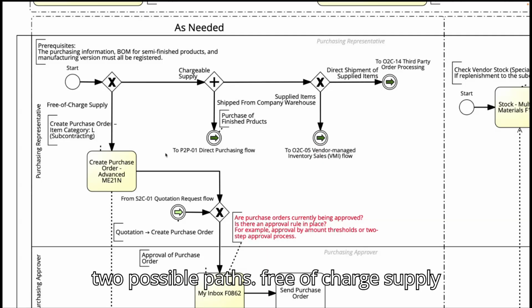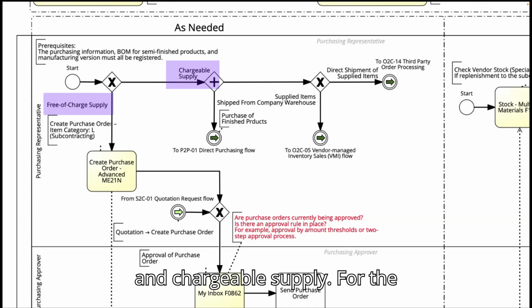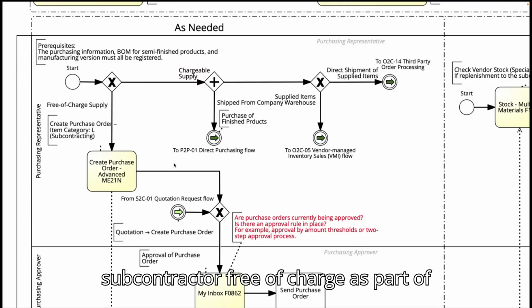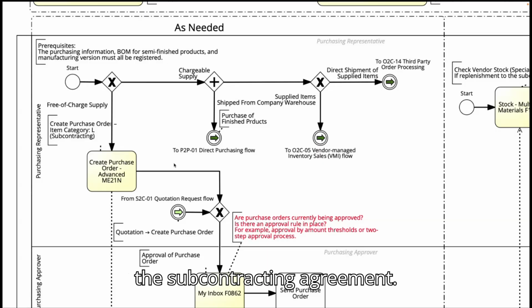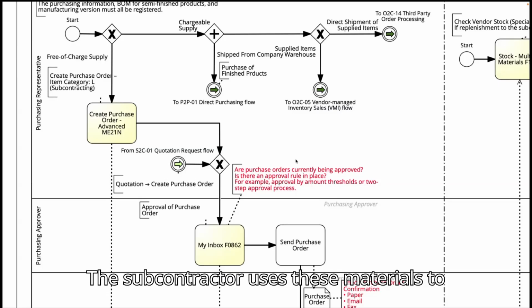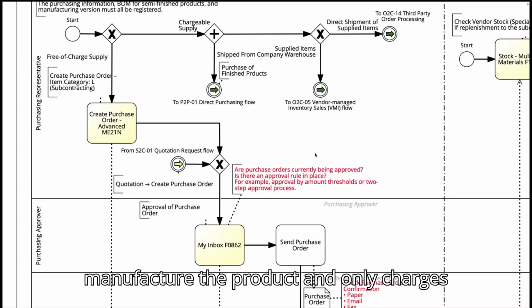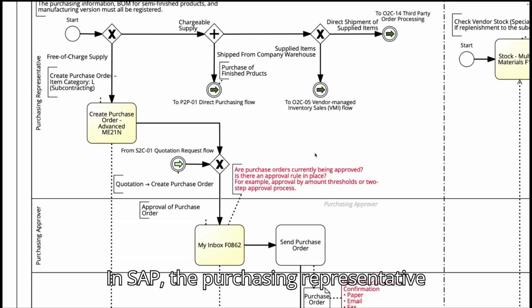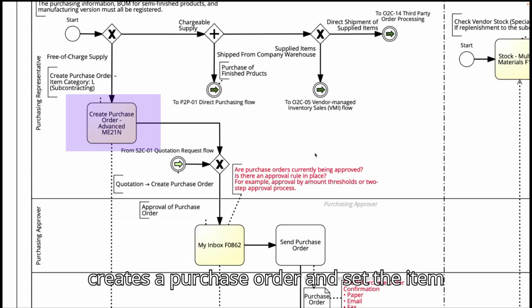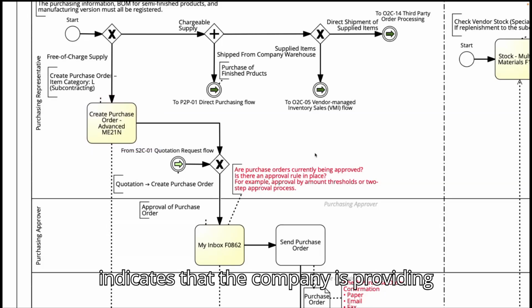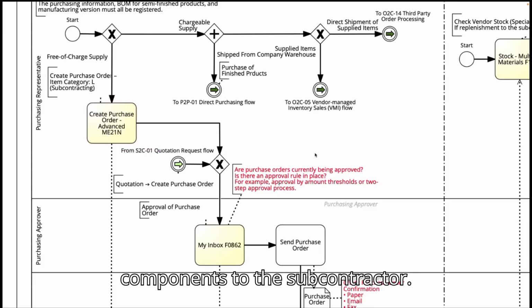This process starts with two possible paths: free of charge supply and chargeable supply. For the free of charge supply, in this situation, the company provides components to the subcontractor free of charge as part of the subcontracting agreement. The subcontractor uses these materials to manufacture the product and only charges the company for the service provided. In SAP, the purchasing representative creates a purchase order and sets the item category to L, subcontracting. This indicates that the company is providing components to the subcontractor.